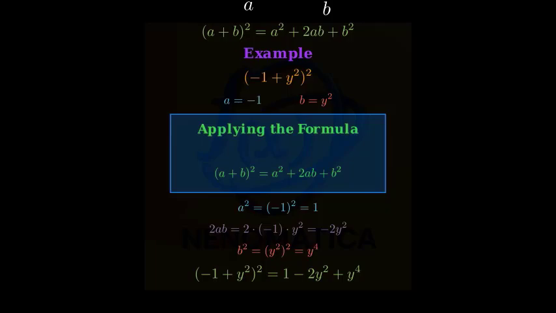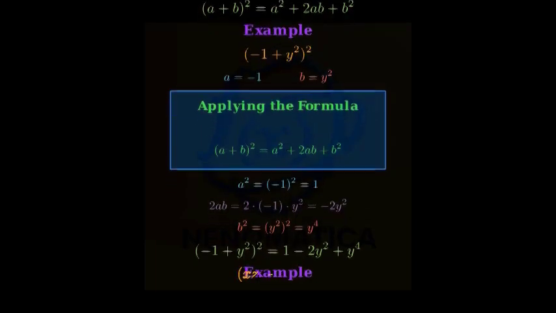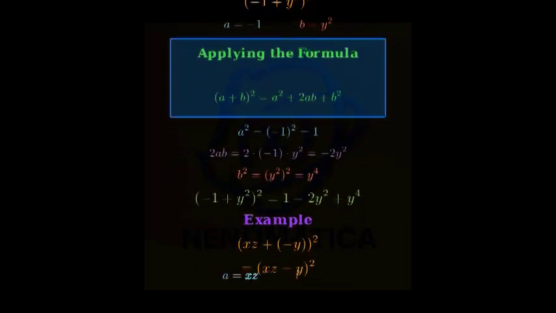Now, let's work through one more example from our worksheet. Let's solve (xz plus (negative y)) squared. Here, we'll substitute a equals xz and b equals negative y. Let's apply the binomial square formula one more time.